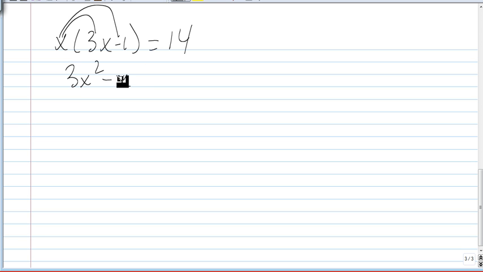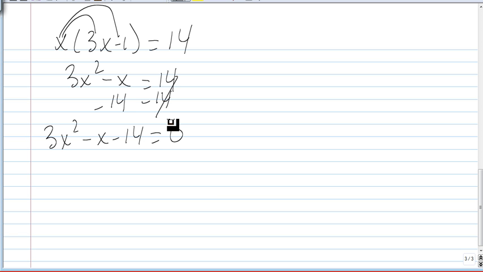Okay, so let's say I have x times, let's say I have something that looks like this. How will we go about doing this one? The exact same way. First, we're going to distribute. X times 3x is 3x squared. X times negative 1 is negative x. And then I have my 14. Now remember, in order to get a quadratic equal to 0, you're going to have to move my 14 over. So I have 3x squared minus x minus 14 equals 0.